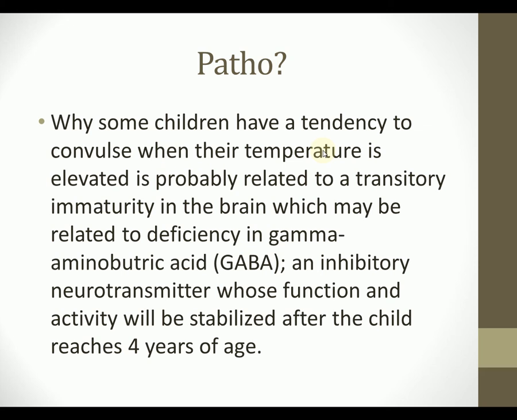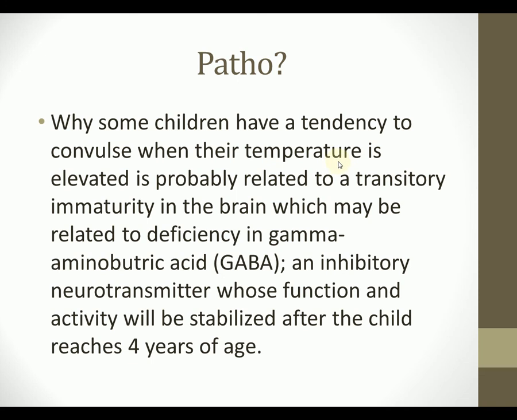Now, some children have a tendency to convulse when they have high fevers, others do not. And they think it's related to the immaturity in the brain, which is related to a deficiency in what we call GABA, which is gamma-aminobutyric acid. The role that this plays is that it's an inhibitory neurotransmitter. And its function and activity is not usually stabilized until the child reaches 4. So after they reach 4 and this GABA has matured, that's why they say that you quit seeing these febrile seizures after that time.